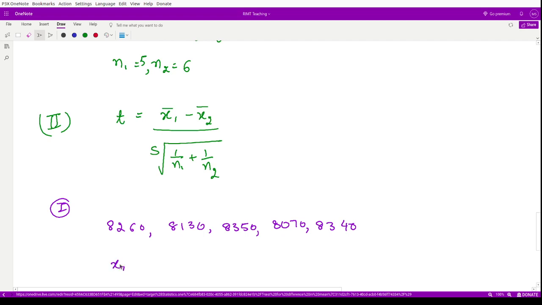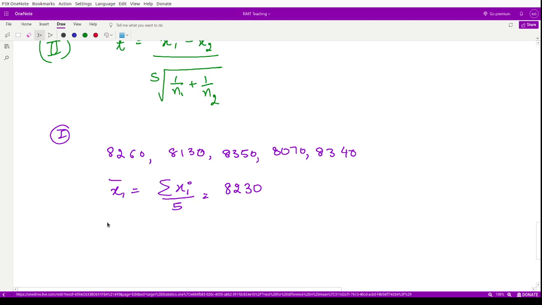So your x1 bar would be given by summation of all the xi's divided by the total quantity, that is 5. So you add up all these values and divide that by 5. You will obtain 8230 as the mean of the first sample. And next we will compute the standard deviation, or the variance, for this.